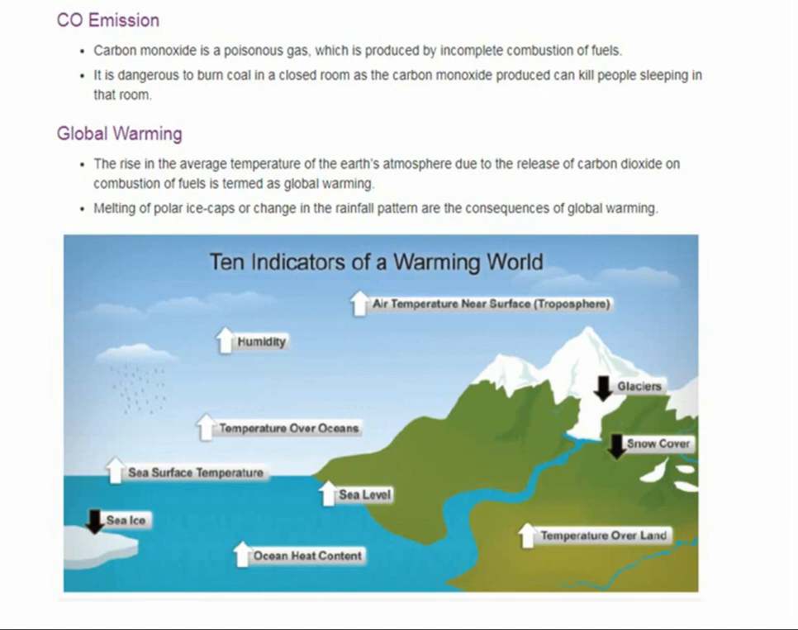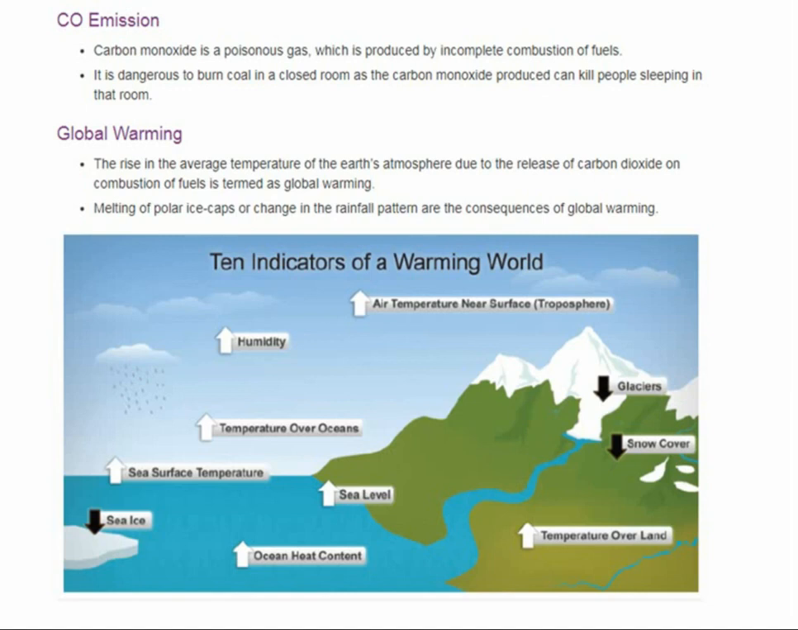Now, carbon monoxide. Carbon monoxide is a poisonous gas that I told you, which is produced by incomplete combustion of fuels. It is dangerous to burn coal in a closed room, as the carbon monoxide produced can kill people sleeping in that room. Okay. So now we have global warming, the most important topic for our surroundings. The rise of the average temperature of Earth's atmosphere due to the release of carbon dioxide on combustion of fuels is termed as global warming. And the melting of polar ice caps or change in rainfall pattern are the consequences of global warming.